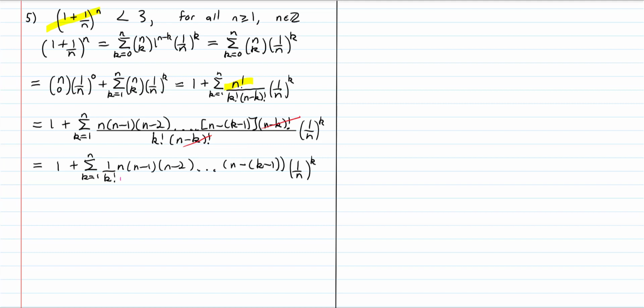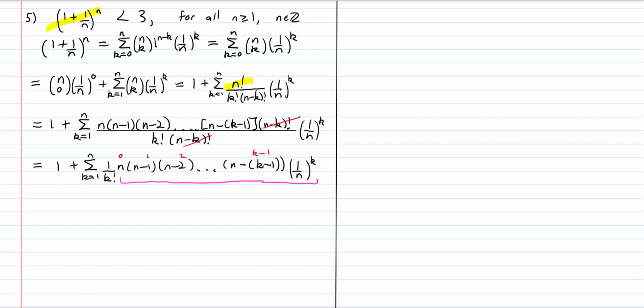So we're going to look at this part here, this n times (n minus 1) times (n minus 2), all the way up to (n minus (k minus 1)), that is multiplied by (1 over n) all to the power of k. So if we think of this first n as, say, n minus 0, and then n minus 1, n minus 2, all the way up to n minus (k minus 1), well, we've got k terms there, and then that (1 over n) to the power of k has k terms in it, if we multiply it all out together.